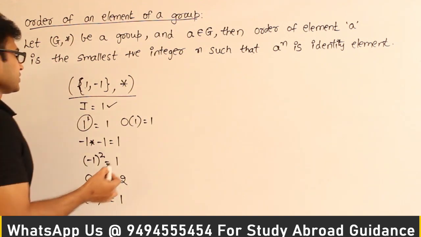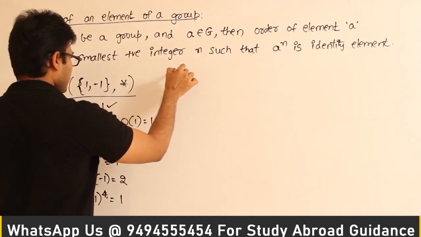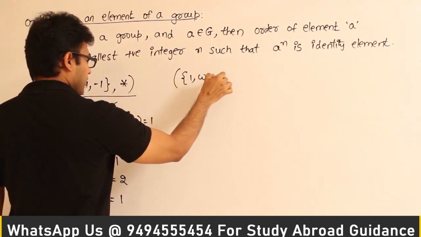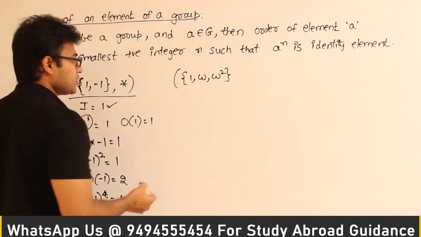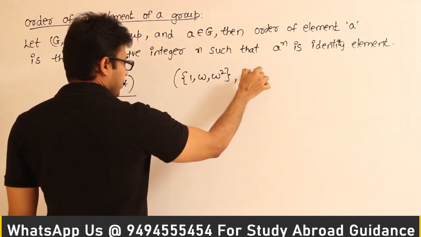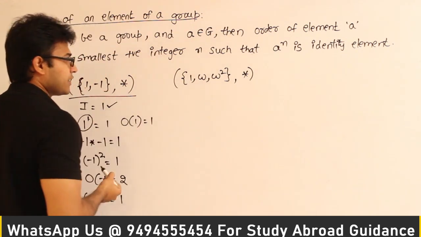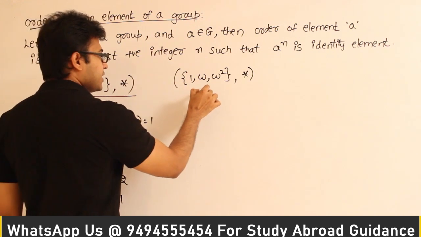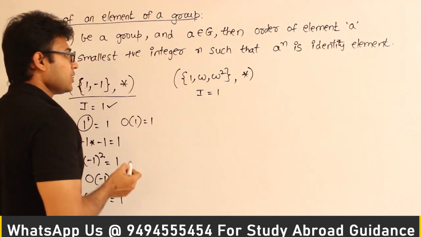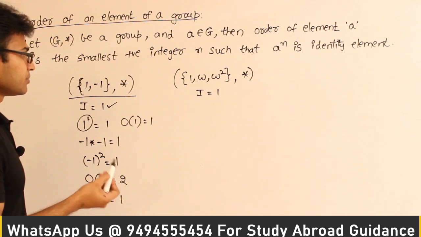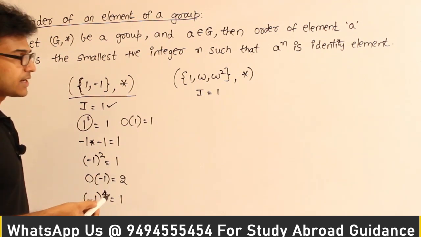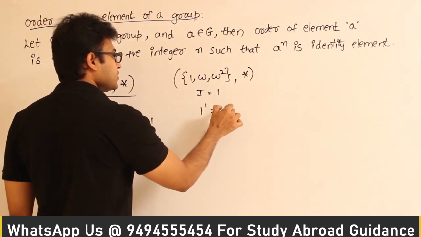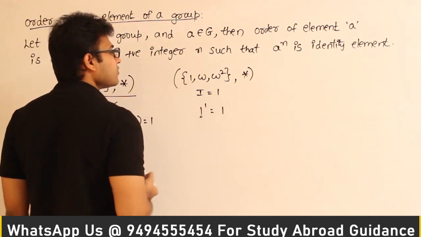Let's take one more example. Let me take one more finite group, the cube roots of unity: 1, omega, omega square. This is the cube roots of unity, right? With respect to multiplication, again it is a finite group. Then in this finite group, what is the identity element? Identity element e equals 1. If you take all the elements and keep on raising them to the power of n, at some point you are going to get the identity element. For example, 1 power 1 is going to be 1. Therefore order of the element 1 is 1.